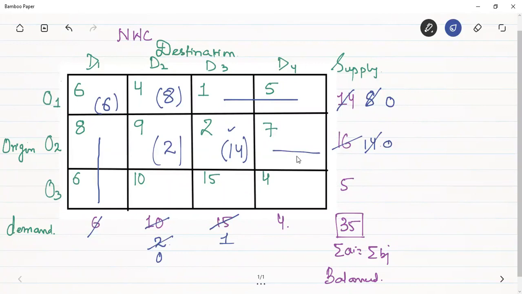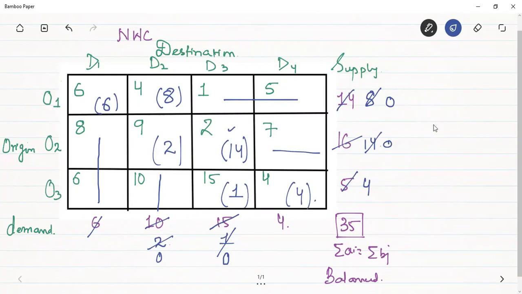After this, this cell won't be allocated, because its allocation is finished. Now we are left with only these two cells. The northwest cell is this. Here 1 will be allocated, and the demand will now be 0. What is left here is a supply of 4, and this 4 and this 4 will be allocated here.